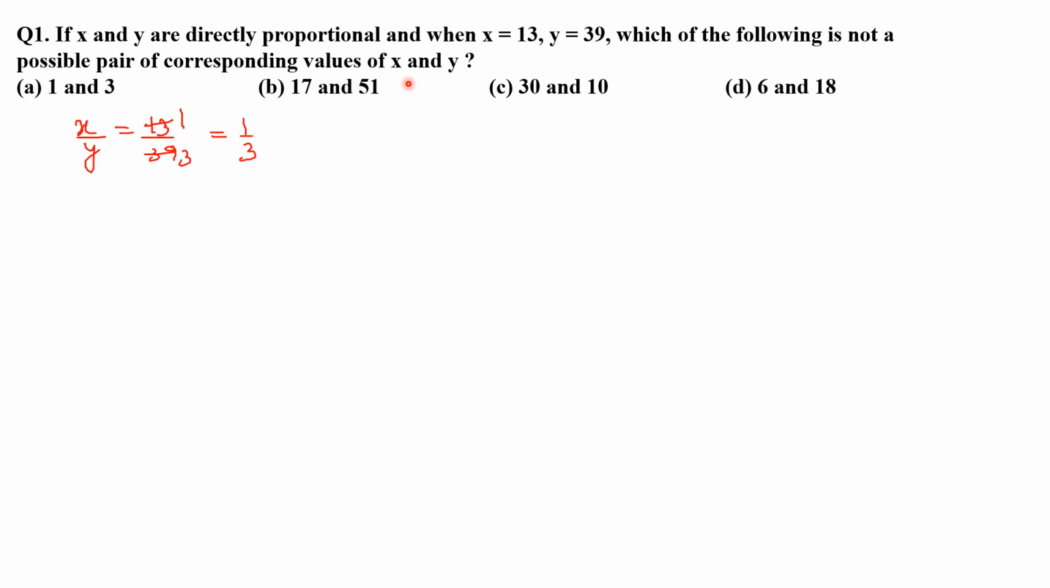Now in the second case, if you have to find x by y, it means 17 by 51, and that is 17 times 1 and 17 times 3. Here also I am getting x by y as 1 by 3.